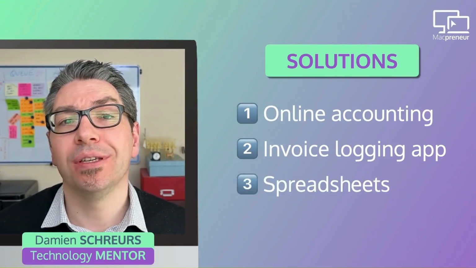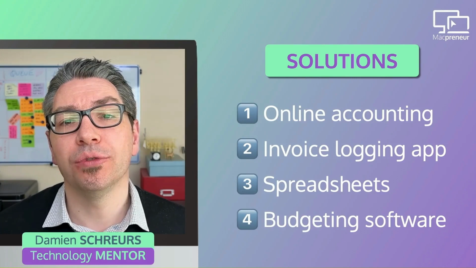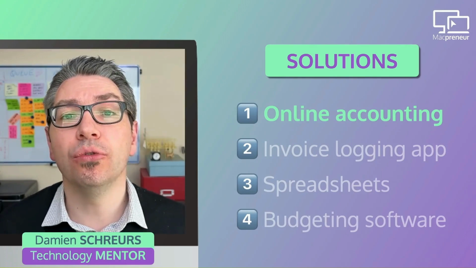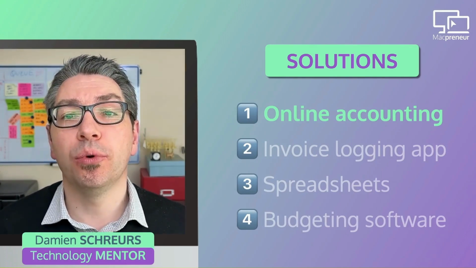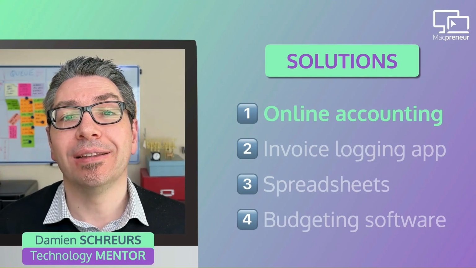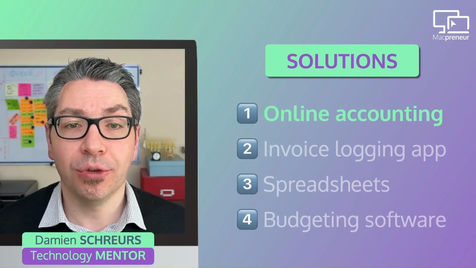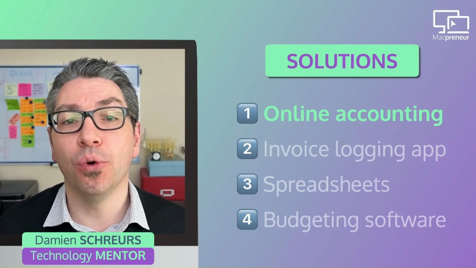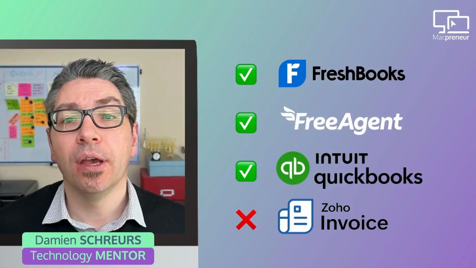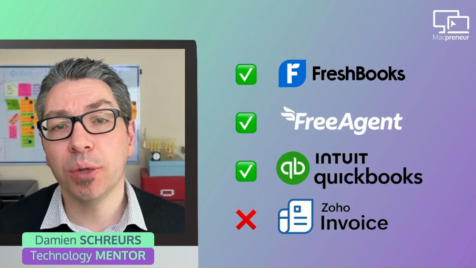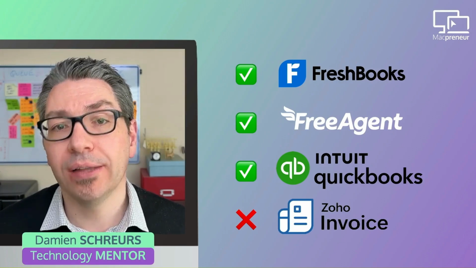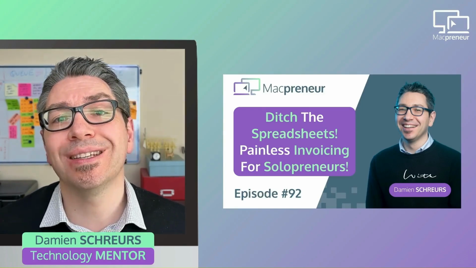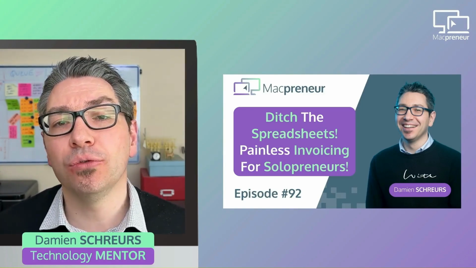The third one would be using spreadsheets, and the fourth one would be using budgeting software. So if you're already using an online invoicing tool, I recommend you check whether it supports expense tracking too. In addition to minimizing the number of tools that you have to deal with and pay for, you will easily know how much tax you owe your local authorities. FreshBooks, FreeAgent, and QuickBooks Online do that, whereas Zoho Invoice doesn't. If you remember, I talked about those 4 tools extensively in episode 92 of the podcast.